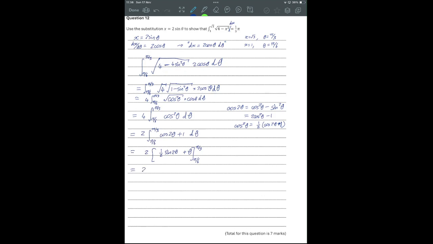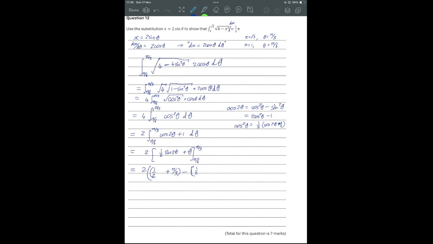Subbing them in, we've got 2 lots of a half sine 2 theta, sine of pi by 6, which in radians is just a half, so that's a half, plus pi by 3. Subtract, when I sub in pi by 6, so that's a half. Oh, what did I do? No, I've subbed that in wrong. Okay, let's check this term here.